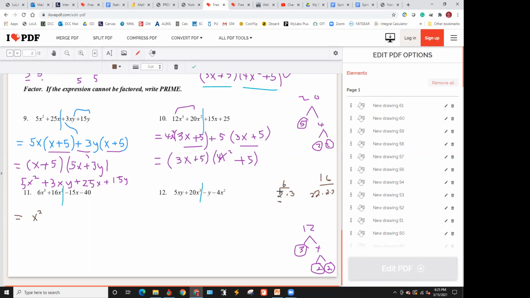It's the greatest one you can take out of both the 6 and the 16. 6 is 2 times 3. 16 is 2 to the 4th power, or 2 times 2 times 2 times 2. So 2 is the largest one you can take out.